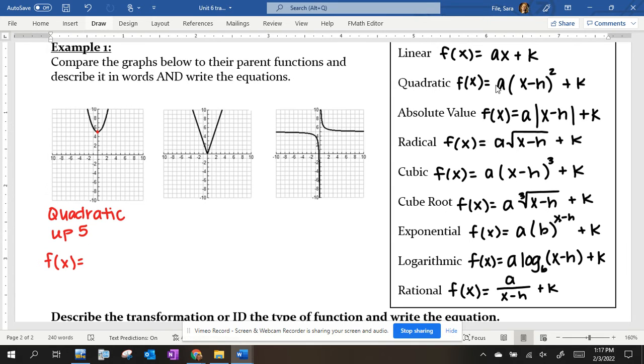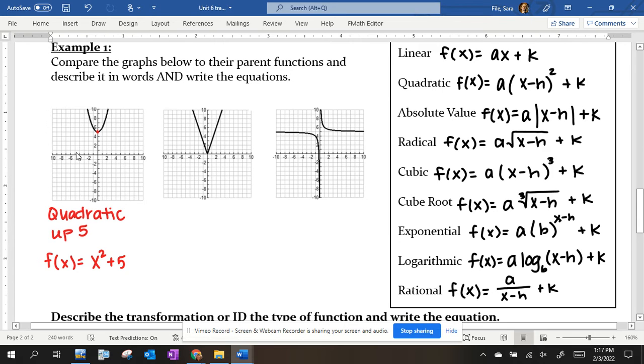Okay, so looking at the quadratic equation over here, A would remain an understood 1, so that doesn't have to be written. That means there was no stretch or reflection happening. There is no horizontal shift, so nothing here. It would be minus 0, which does not have to be written. And then the K is 5, so it's just going to be x squared plus 5. It's literally the parent function plus 5. The parent function shifted up 5.